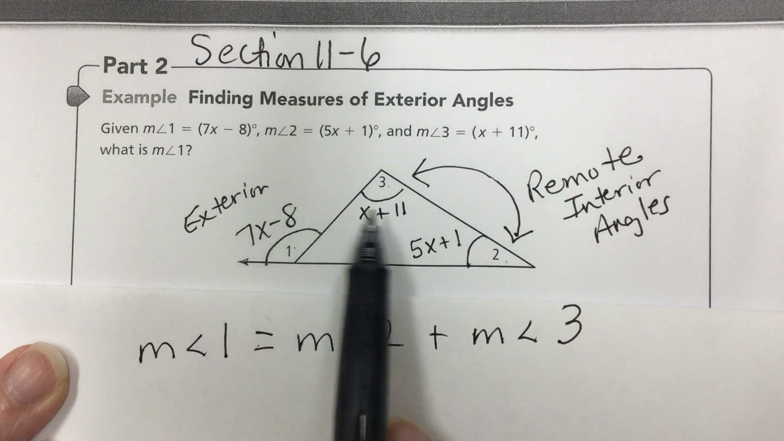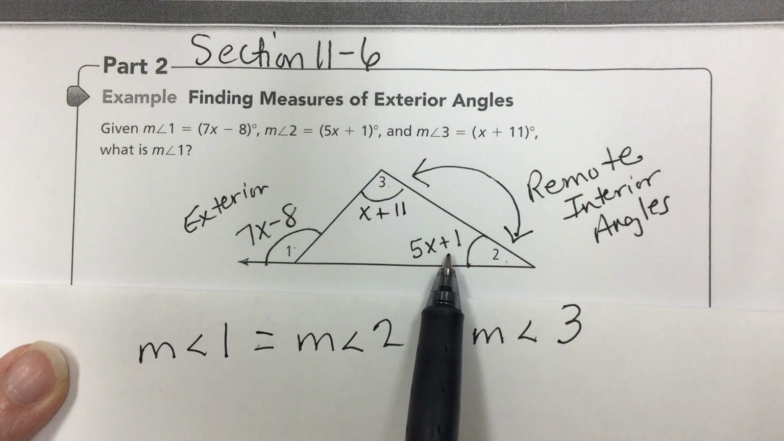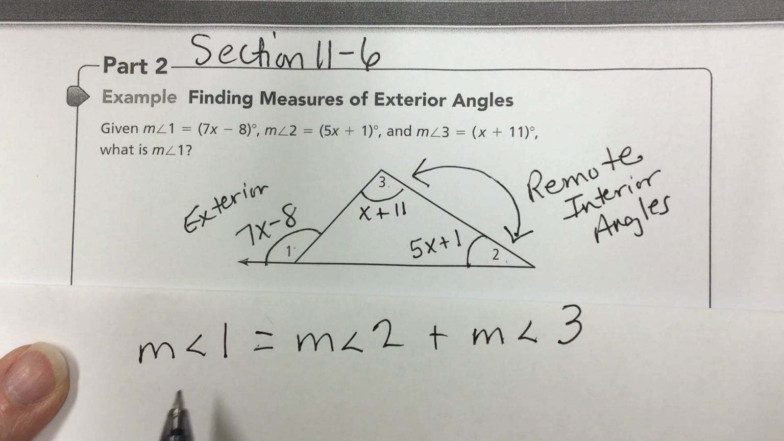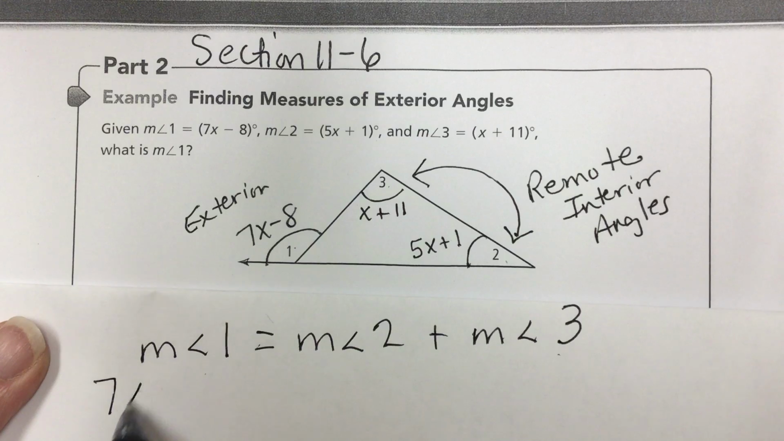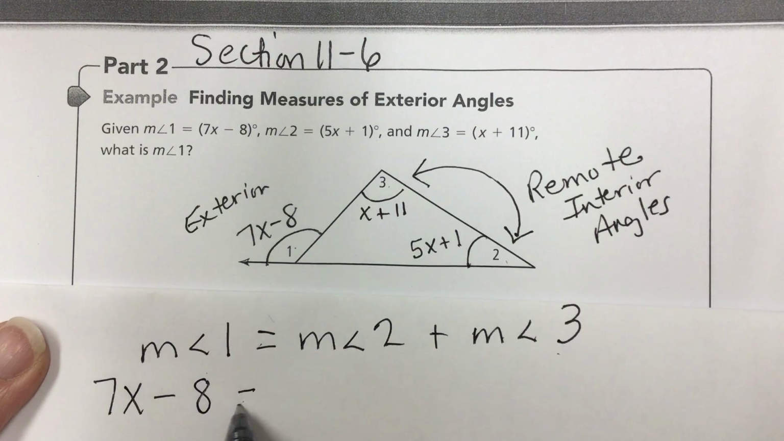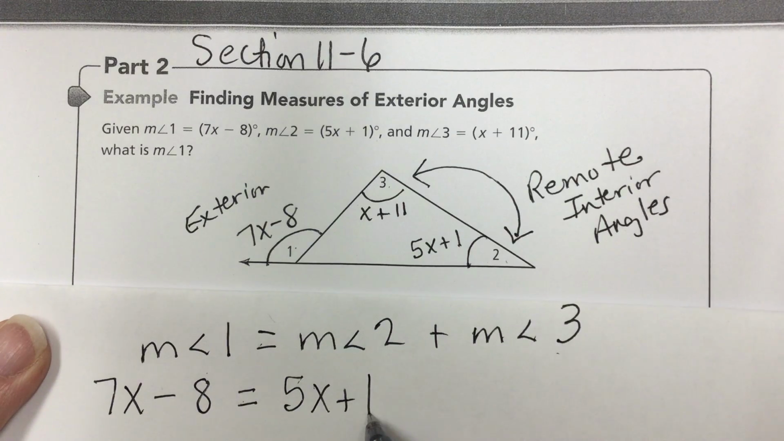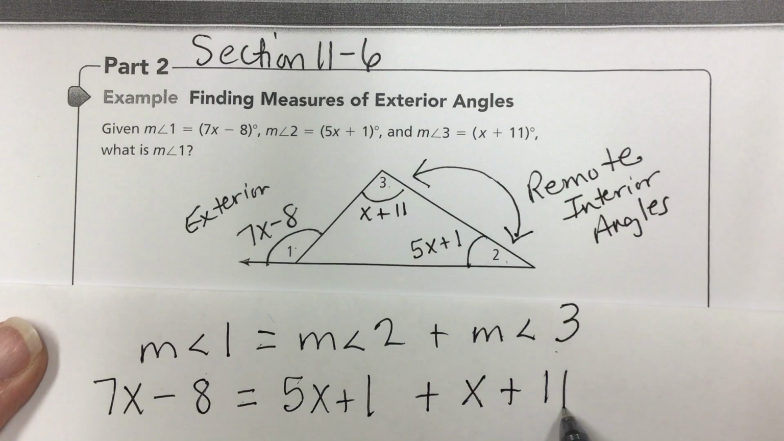So let's take the algebraic expressions that represent each angle and substitute them into the equation. The measure of angle 1, 7x minus 8, is equal to the measure of angle 2, 5x plus 1, plus the measure of angle 3, x plus 11.